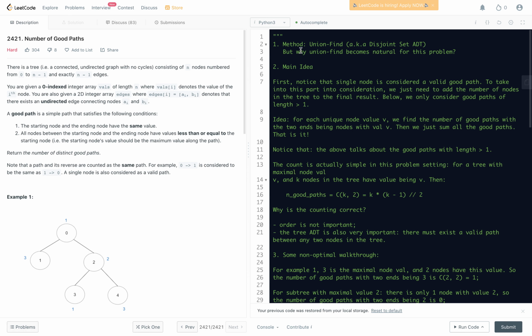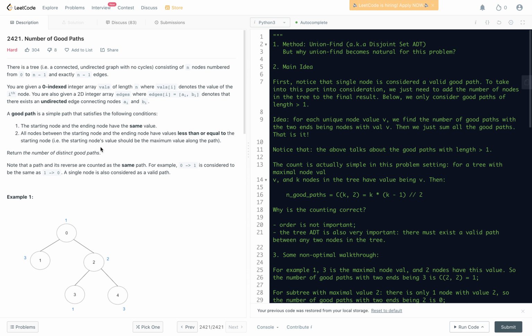Let's have a look at the newly appeared problem 2421, number of good paths. So in this video, we are going to share a solution based on UnionFind or disjoint set abstract data type. So here the goal is to explain why UnionFind is very natural to this problem.